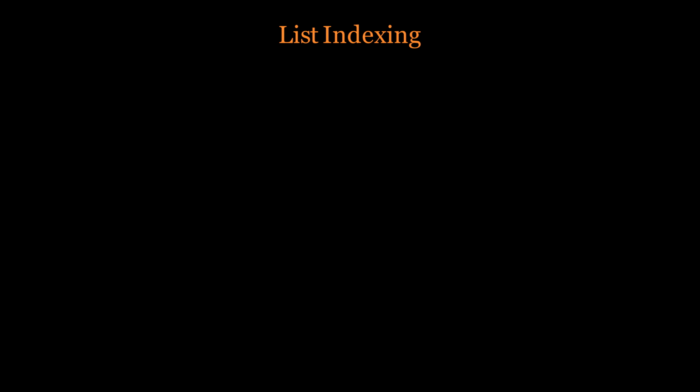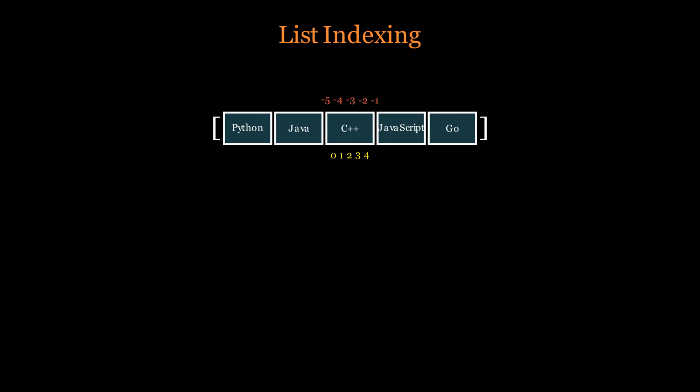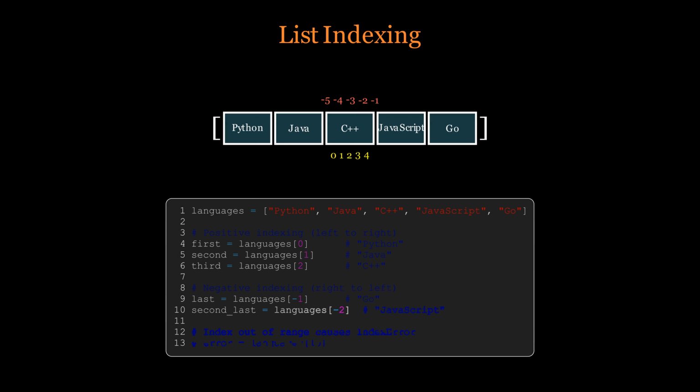Indexing allows us to access individual elements in a list. Python uses zero-based indexing, meaning the first element is at index 0. Here we have a list of programming languages. Notice how each element has both a positive index from left to right and a negative index from right to left. Positive indices start from 0 and go left to right. Negative indices start from -1 and go right to left. This dual indexing system makes it easy to access elements from either end.